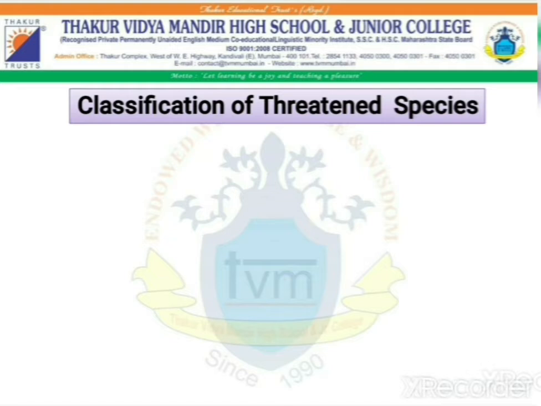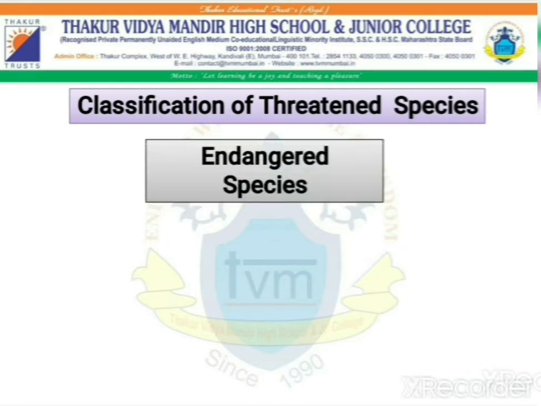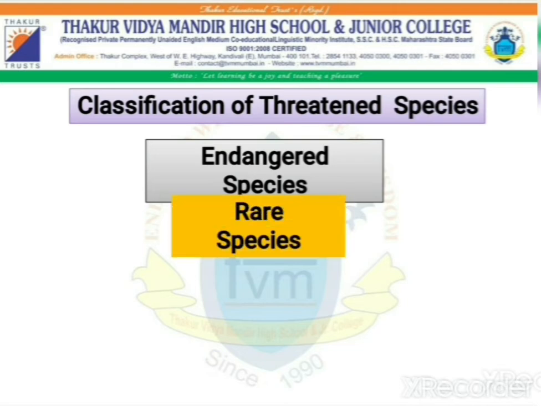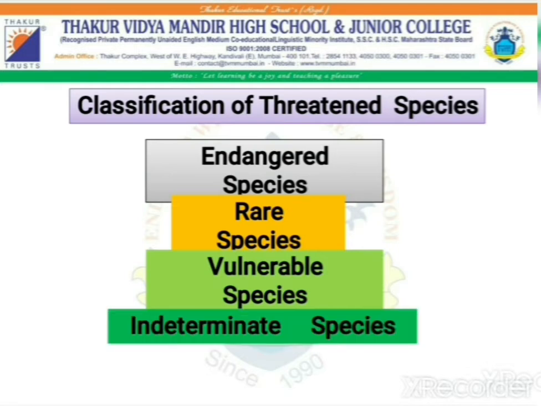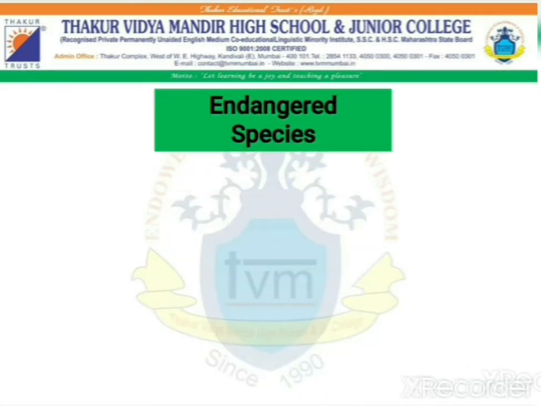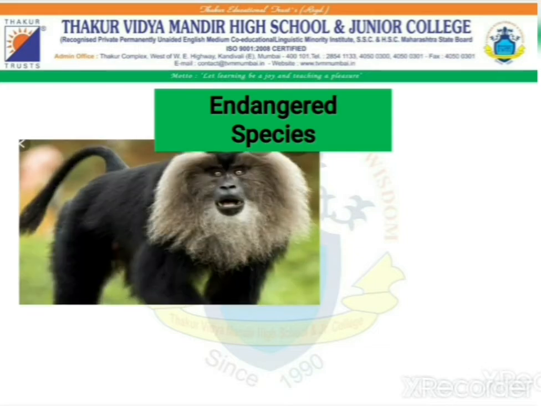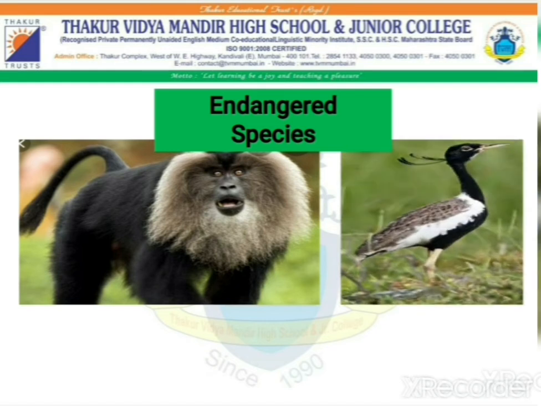Now, talking about the threatened species. Threatened species are classified as endangered species, rare species, vulnerable species, and intermediate species. Starting with the first one, that is endangered species. Here we have examples like the lion-tailed monkey and the lesser florican. These are called endangered species.